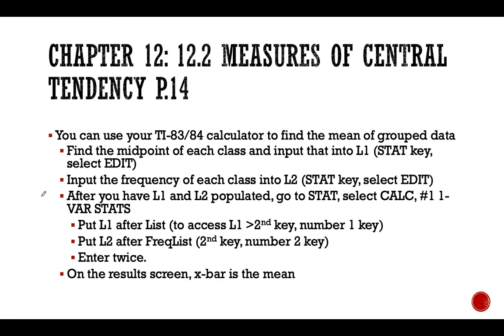After you've put the data into L1 and L2, go to Stat, select Calc, option number 1, 1-Var Stats. Make sure L1 is after the word List and L2 is after FreqList. And again, you can get to L1 and L2 by using the second key and the numbers 1 and 2 on your calculator. Then you press enter twice. You'll get a results screen with x bar as the mean.